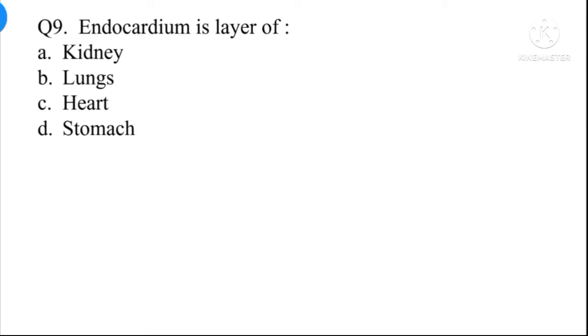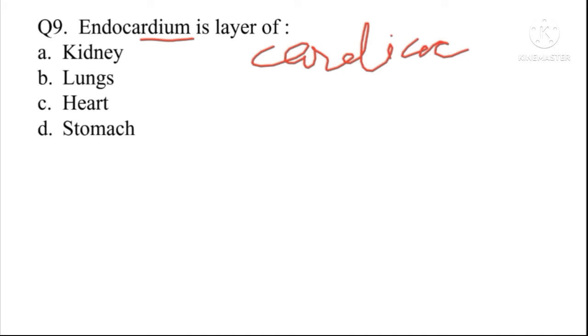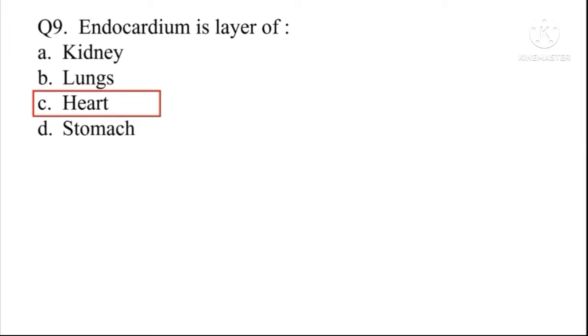The next question is, endocardium is layer of. Options are option A kidney, option B lungs, option C heart, and option D stomach. So endocardium, the cardium term comes from cardiac. Okay, so cardiac is the term used for heart. So you can guess that endocardium is a layer of heart. So the correct answer will be option C.